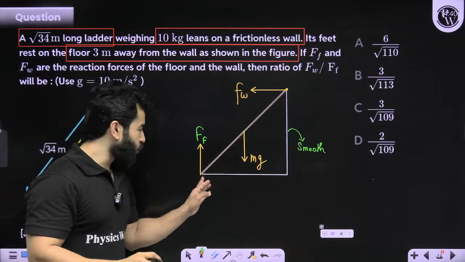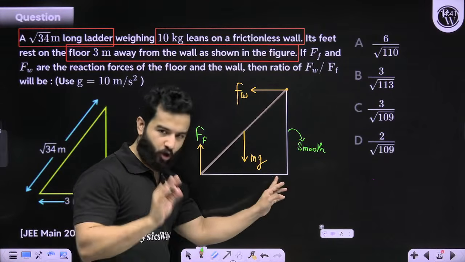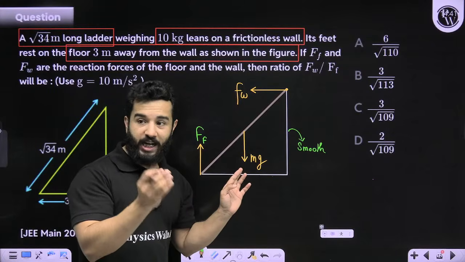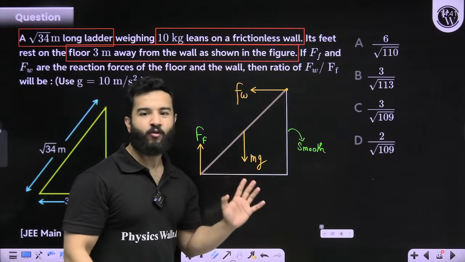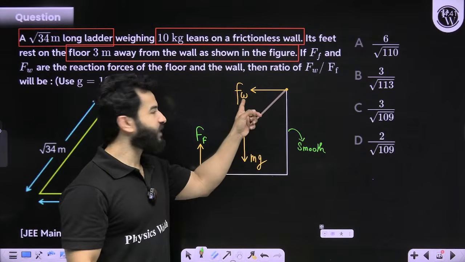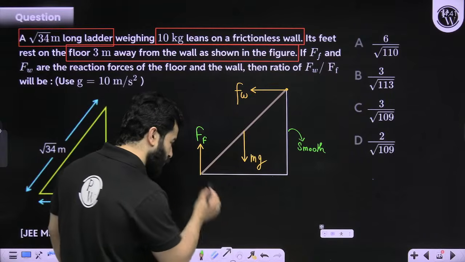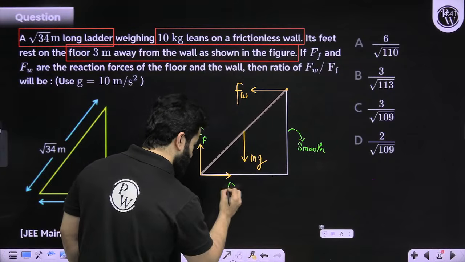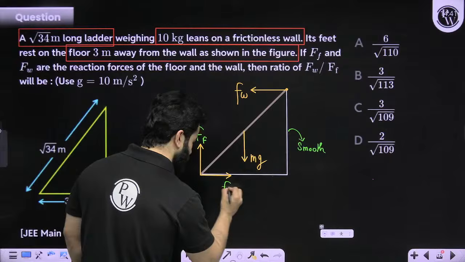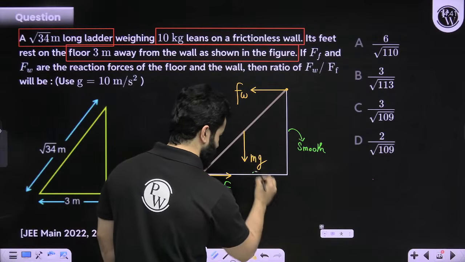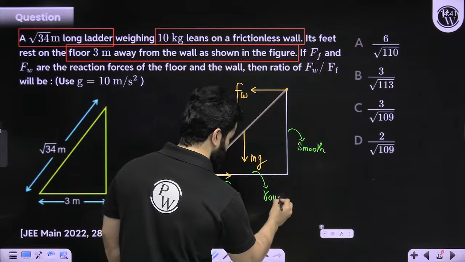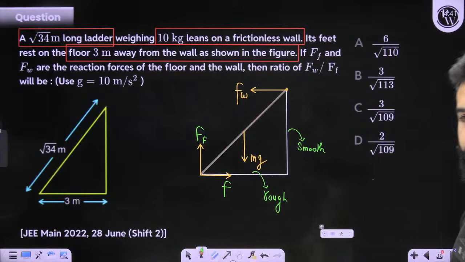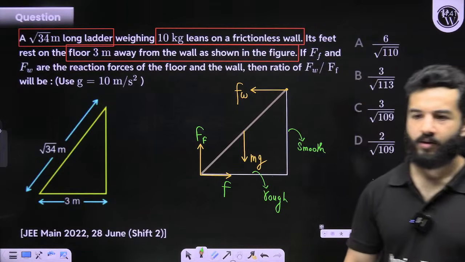They have not said whether this floor is rough or smooth. Now it makes no sense to say, sir, this floor is smooth. Why? Because then this force cannot be balanced. Clear? So this floor will have to be rough, and this is going to be the friction force. This is the free body diagram. All right, this is the free body diagram. Clear?